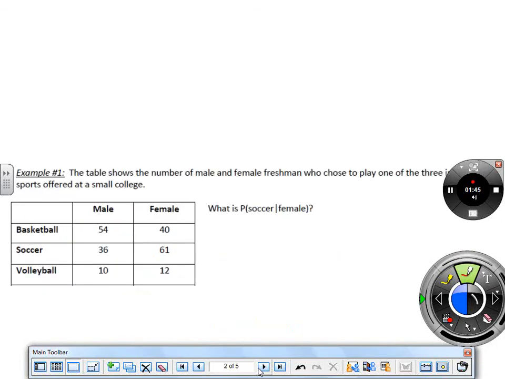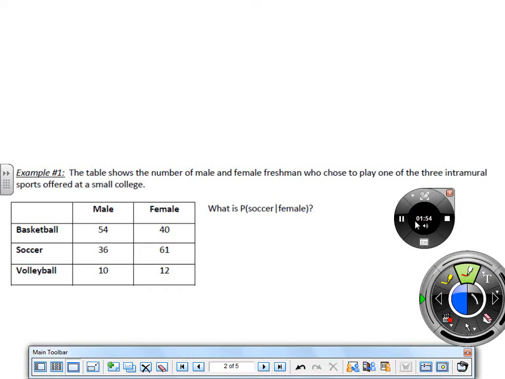So in example 1 here, you see a table. It shows male and female freshmen who chose to play one of 3 intramural sports offered at college. And the question is, what is the probability that it was soccer given that it's a female? So the way we calculate this is success is going to be someone who played soccer and is a female.